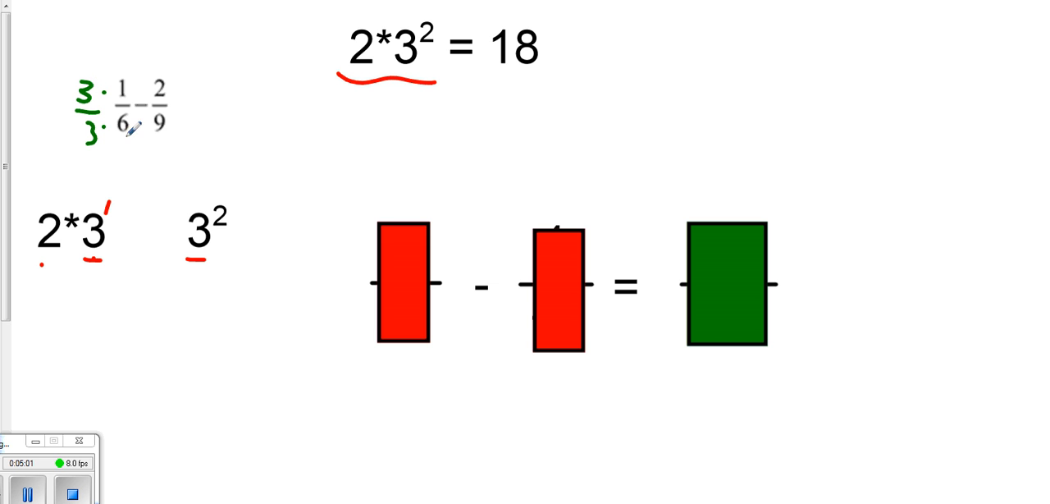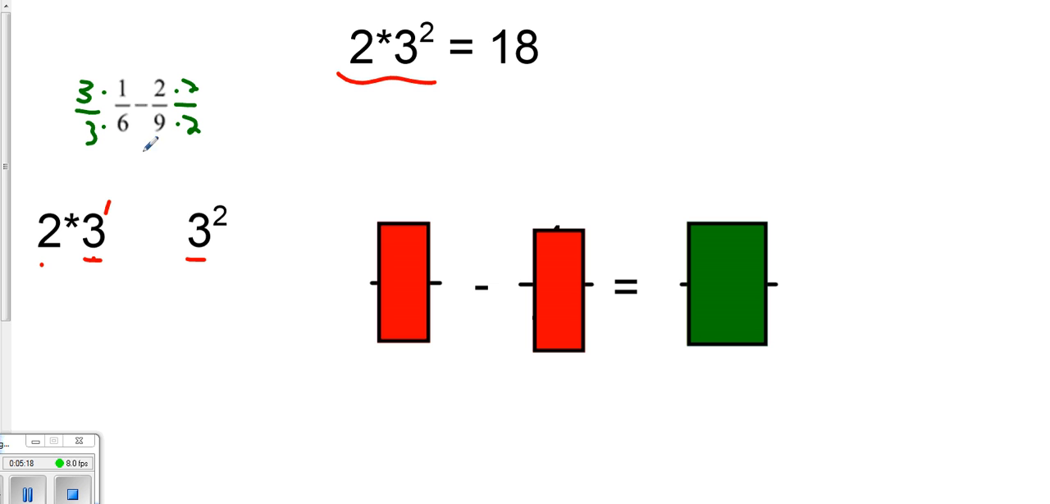3 over 3 is what we're multiplying this one by. Same thing. 9 we recognize as 3 squared. What are we missing from this piece, the 2 times 3 squared? We're missing a times 2. So we do that on top and on bottom.